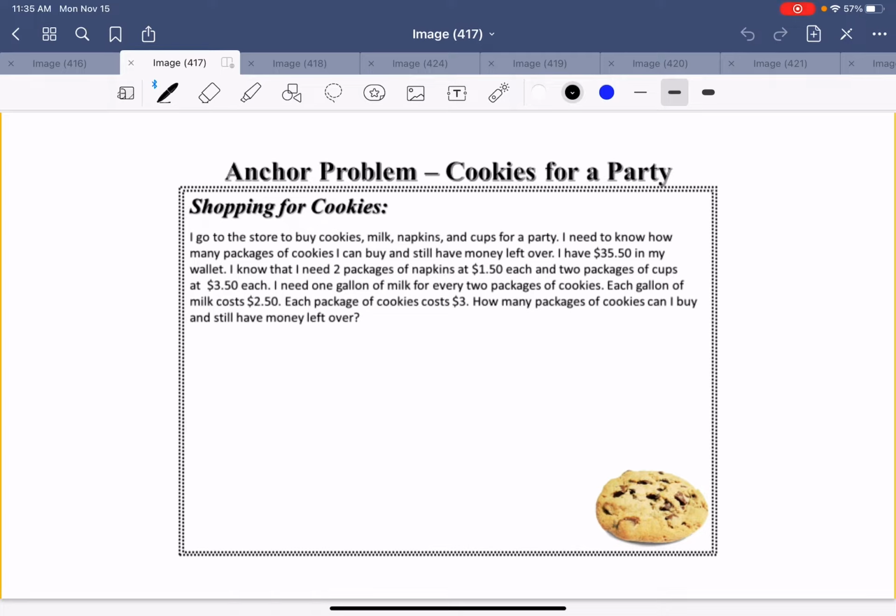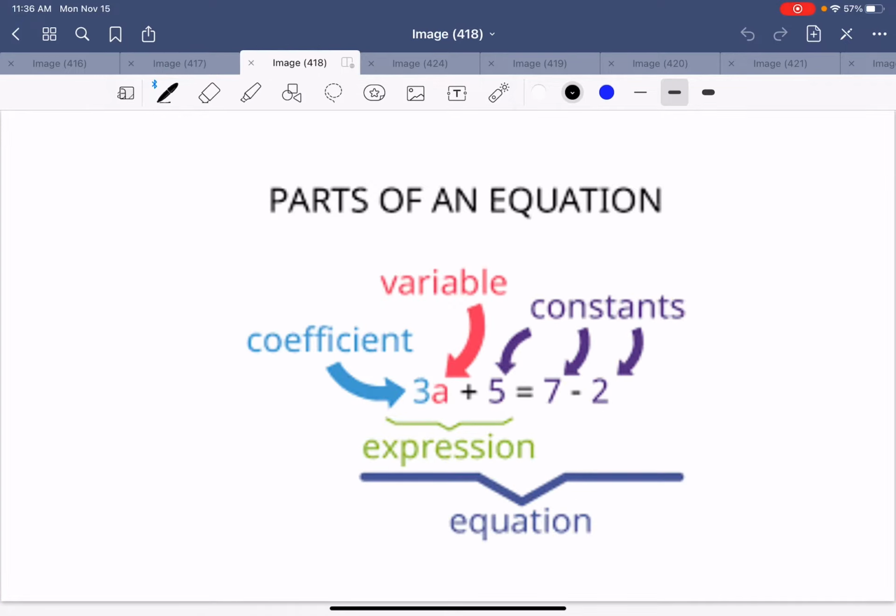So we're going to go into our lesson today, talk about our two-step equations, and then we're going to come back to this problem and see if we can solve it. So first of all, I want to talk about the parts of an equation. And there's a few key parts of an equation.